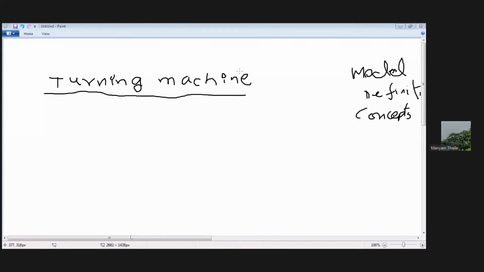The Turing machine is one of the powerful machines. It is equivalent to a digital computer. Whatever task or computation is performed by the digital computer, the same thing is performed by the Turing machine.